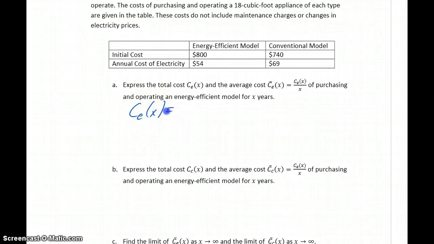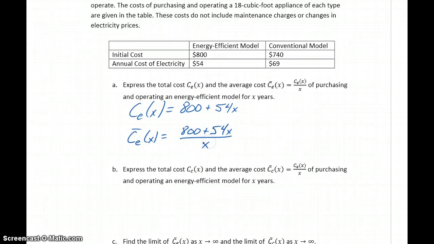So our cost function in this case is going to be simpler to come up with. We have an initial cost of $800 plus a variable cost of $54 times x. To come up with the average cost function, we'll take our cost function and divide that by x.